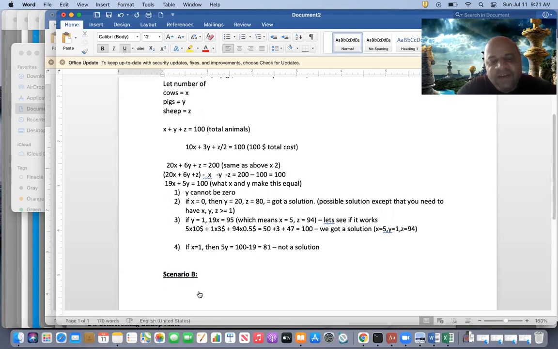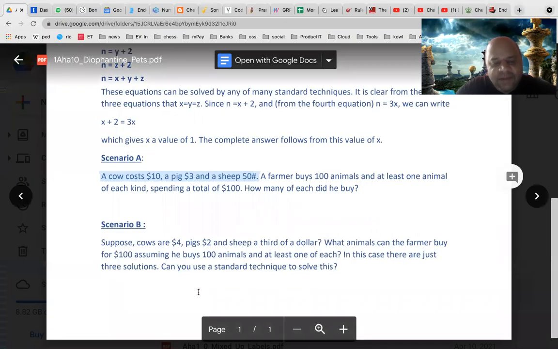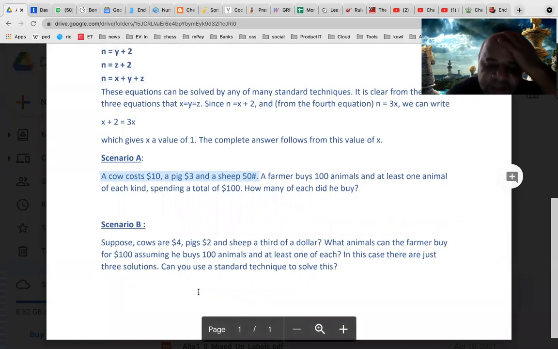What is scenario B in the puzzle? Suppose the price of cows is 4, pigs is 2, and sheep is 1/3 of $1. That is 1 by 3, right? What animals can you buy for 100?